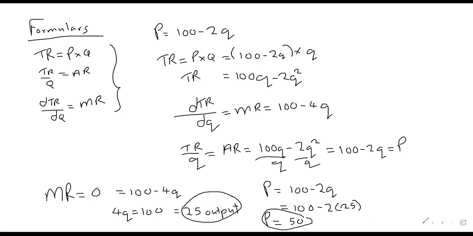So let's try a question. Suppose we're given an inverse demand function, which is given by 10 minus 2Q. How do you find the total revenue? Who wants to try? How do you find the total revenue?